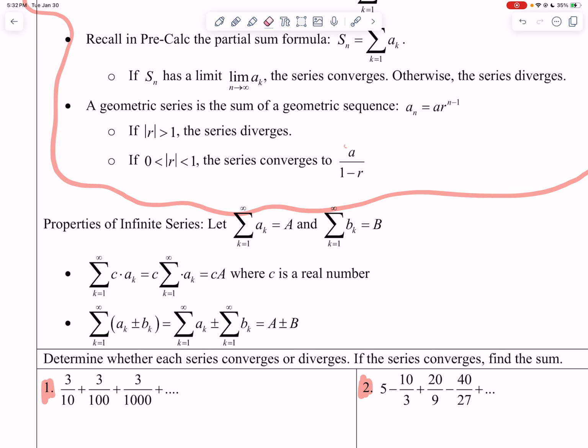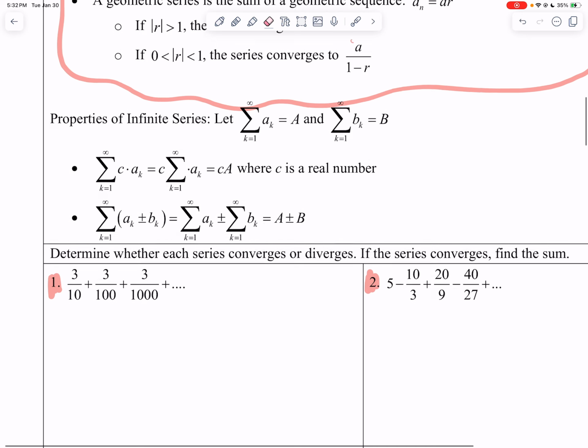We have properties, once again, very similar to every other property that we have so far. Same idea.